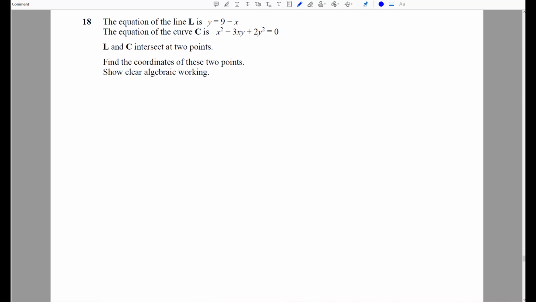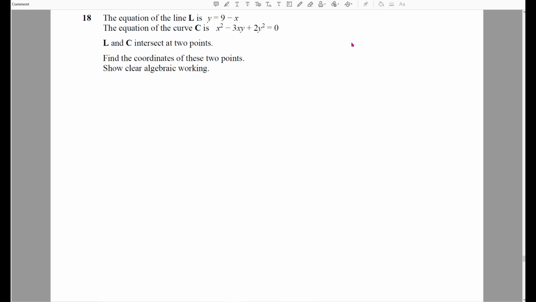Okay, I'm going to do question 18 now. Have a read of that, pause the video. Okay, so this question is a quadratic simultaneous equation, because you've got this line y equals 9 minus x, that's going to just say, look, something like that.